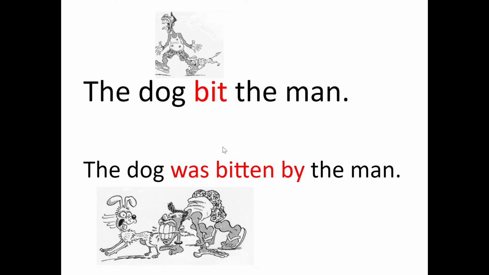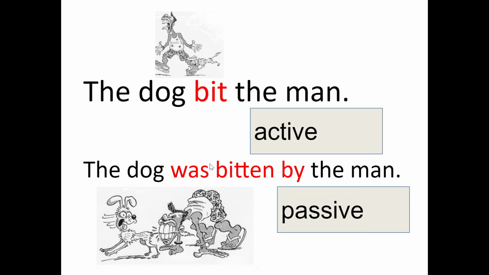The dog bit the man is what we call an active sentence. The dog was bitten by the man is a passive sentence. The first thing to notice is that the meanings are completely different. The dog bit the man is this picture. The dog was bitten by the man is this picture.